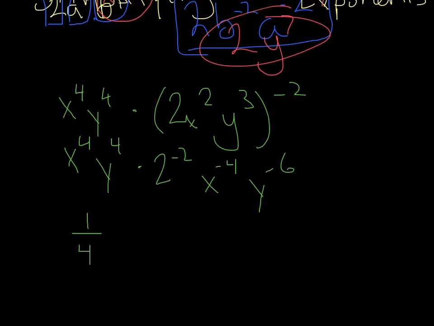Then I have x to the fourth times x to the negative fourth. So I'm going to add those exponents. And that comes out to be 0, x to the 0, which is just 1. And then I have y to the fourth times y to the negative sixth. So 4 plus negative 6 is negative 2. So 1/4 y squared.